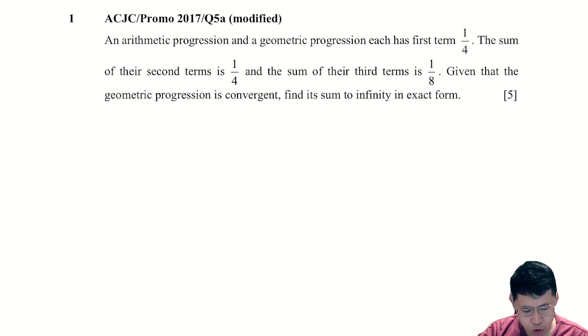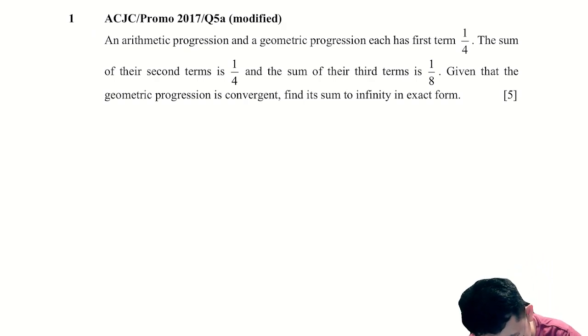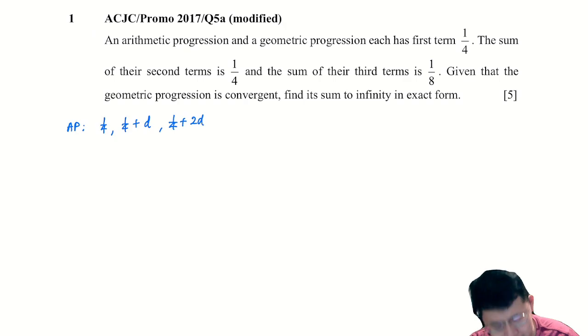We have an AP and GP with the same first term. The sum of their second terms is 1 over 4 and the sum of their third terms is 1 over 8. So over here, I'm going to put AP. Because we are thinking of the first three terms, the first term will be 1 over 4. Second term will be 1 over 4 plus n minus 1 d.